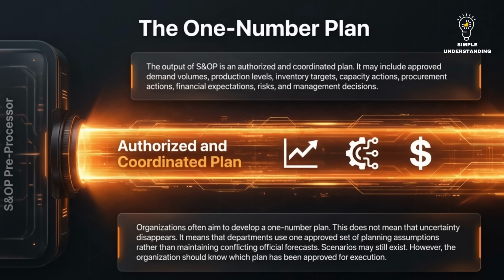Organizations often aim to develop a one-number plan. This does not mean that uncertainty disappears. It means that departments use one approved set of planning assumptions rather than maintaining conflicting official forecasts. Scenarios may still exist. However, the organization should know which plan has been approved for execution.